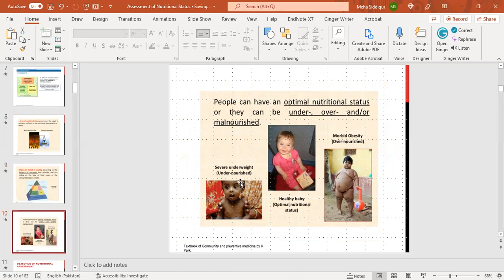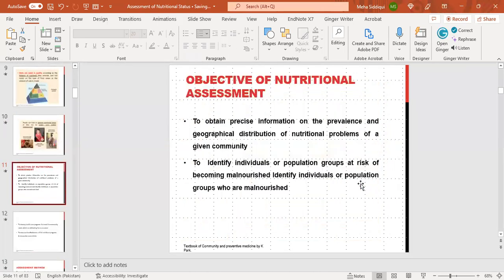This is a picture of a severely underweight or undernourished child. This is the picture of a normal healthy baby. And this is the picture showing the morbid obesity of a child.